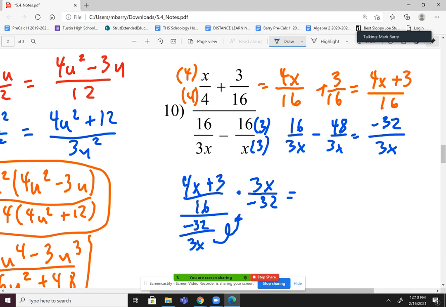I actually don't see anything I can cross cancel there. The 3 with the 16, they can't divide by anything. I can't do the 4x because it's adding with 3. So I'm just going to do top times top up top, and then bottom times bottom on bottom. Wait a minute. 16 times 32. What is that? All right, so it'll be negative 512.